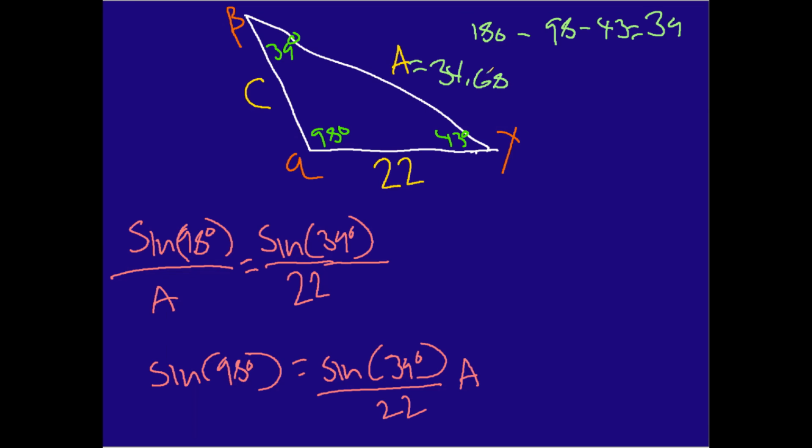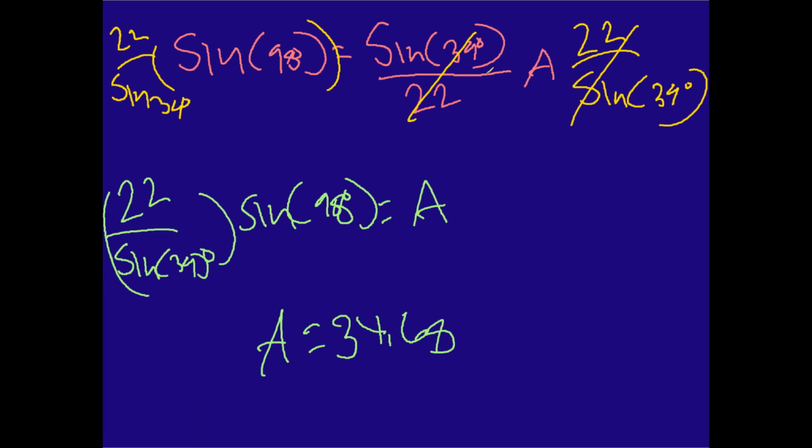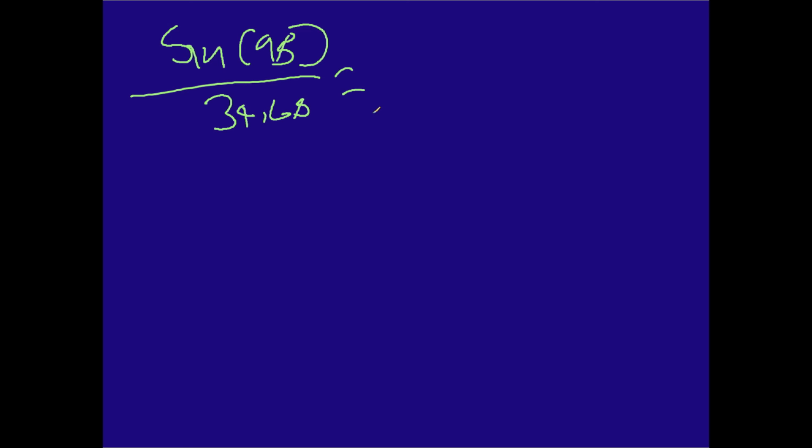And so now what we can do is take this information here and continue the process. Let's see, I guess we can go ahead and do that. Why not? So this is 34.68. And then we can move on from there. So let's see here. So now we got sine of beta, sine of 98 degrees over 34.68 equals, and now we want to find the angle C. So sine of 43 degrees over, we don't know what C is.